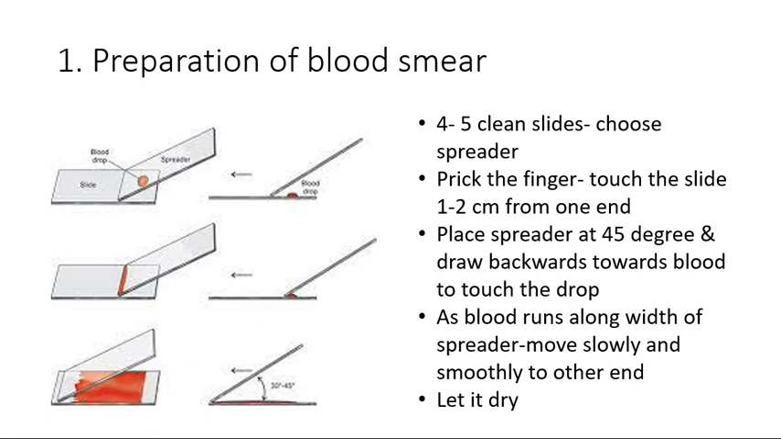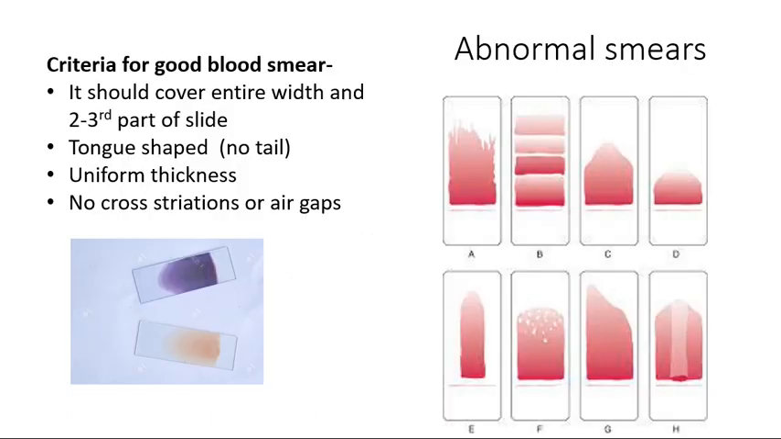Now how will you know that this smear is good or bad? Let's see that. So these are some abnormal smears you can see. The smear can be having streaks, having various non-uniform tails. It is not of uniform thickness, and here you can see there are horizontal striations present. So the pressure was not uniform. Here you can see this is a very small area. Okay, so the blood was less.